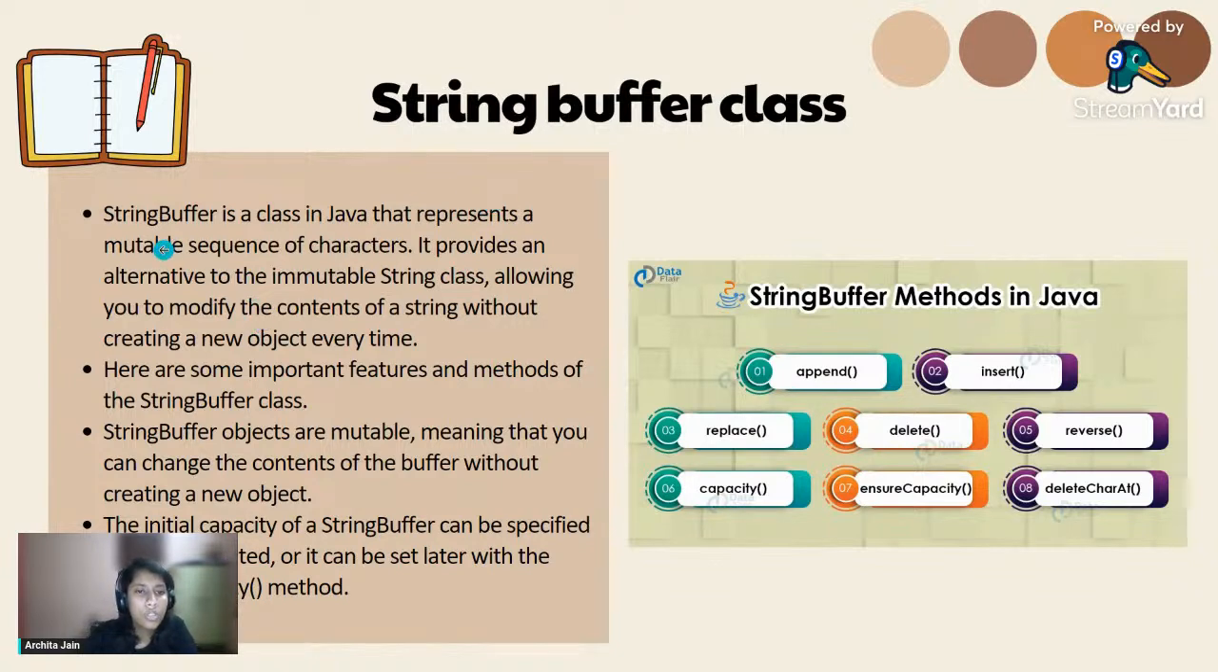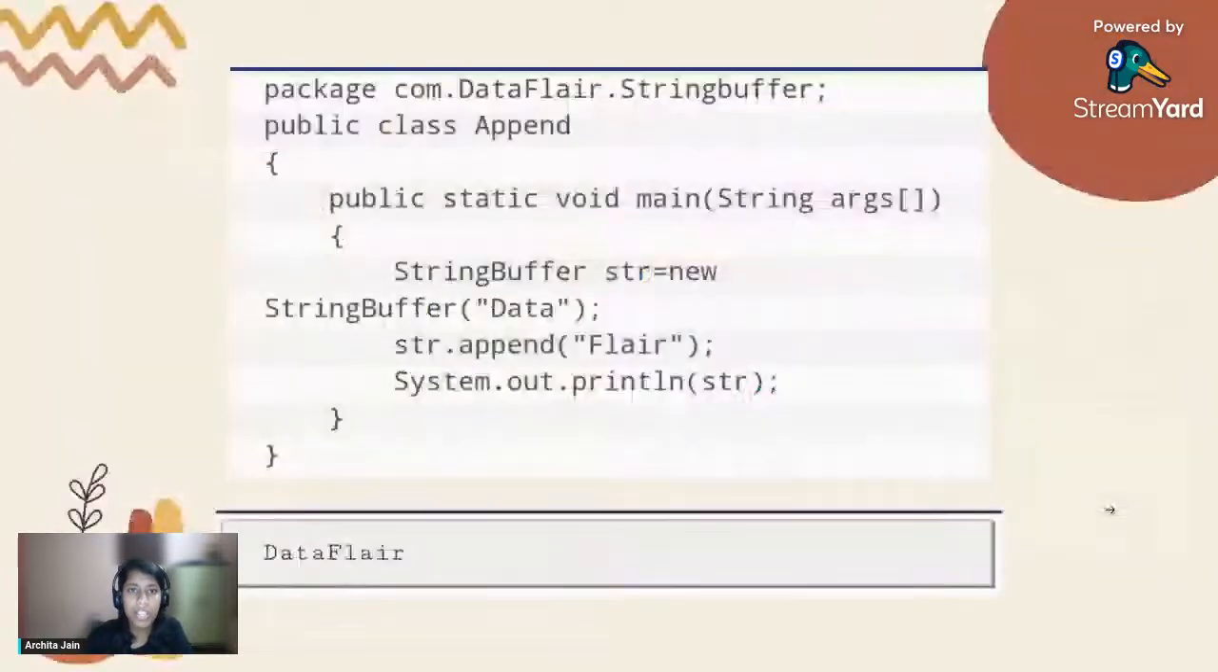Okay. So the StringBuffer class in Java represents a mutable sequence of characters, and there are many methods that we can use in the StringBuffer class so that it can be mutable. There is append, to append two strings; insert, to insert a particular string into the other string; replace one string from another; delete; reverse; capacity; ensureCapacity; and the eighth one is deleteCharAt, right?